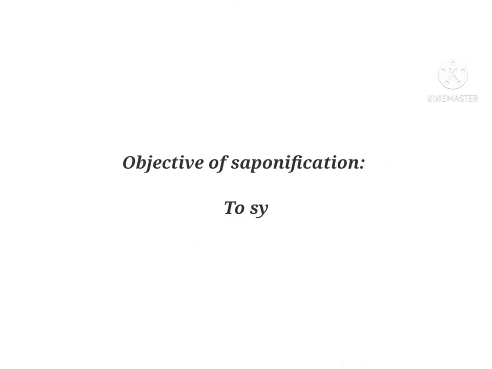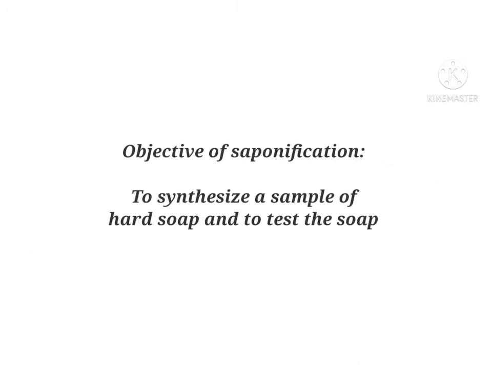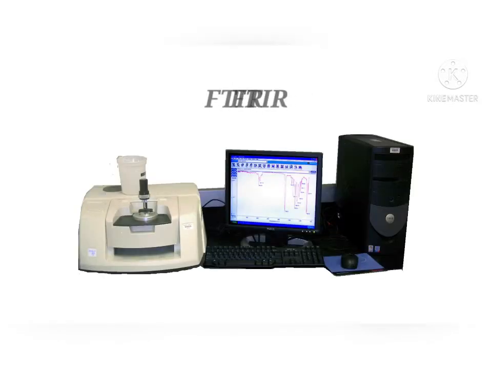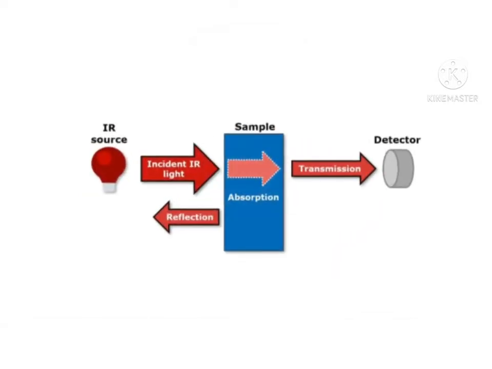Therefore, the objective of the saponification process in this experiment is to synthesize a sample of hard soap and to test the soap produced. After obtaining the soap, it will be analyzed using FTIR, which stands for Fourier Transform Infrared Spectrometer. It is used to measure the absorption of infrared radiation by the sample materials versus the wavelength. The infrared absorption bands identify the molecular components and also the structure.